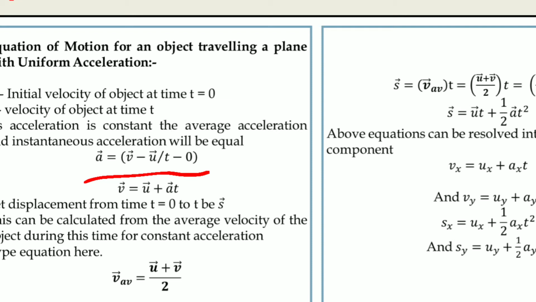Velocity of object after time t. U is the initial velocity of the object at time t equal to 0. So here t1 is 0 and t2 is t. If you solve this equation, you will get V bar is equal to U bar plus A bar t. So this is one equation: V bar is equal to U bar plus A bar t.